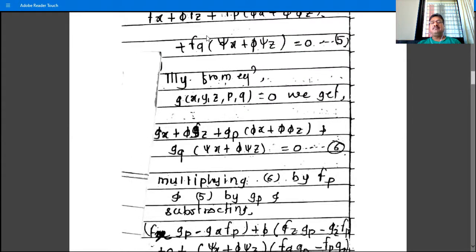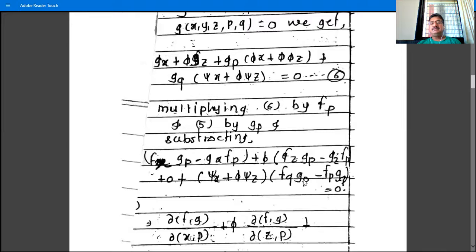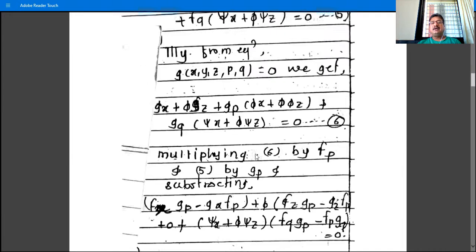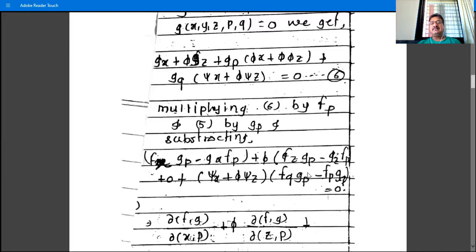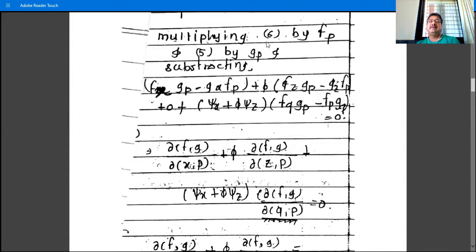So we have FP GQ minus FQ GP, and by multiplying GP, minus this GQ into FP, right? FP into GQ, okay, is equal to 0. So by multiplying 6 by FP and 5 by GP and subtracting, we have this, okay.